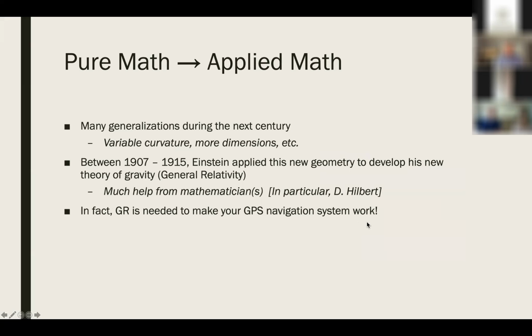So let's see how we go from pure math to applied math. After Lobachevsky did his work, other mathematicians, notably a fellow named Riemann, generalized on his results, looked at more dimensions, looked at surfaces that had a variable curvature, looked at a surface like the sphere that had positive curvature, and more generalizations. Then, between 1907 and 1915, so we're in the 20th century now, a fellow that everybody knows named Einstein applied this new kind of geometry, Riemannian geometry it's called, to develop a new theory, which turned out to be a theory of gravity called general relativity.